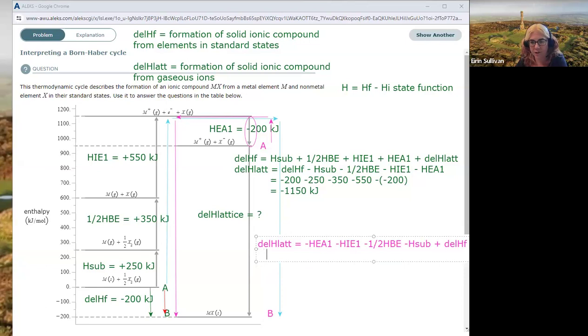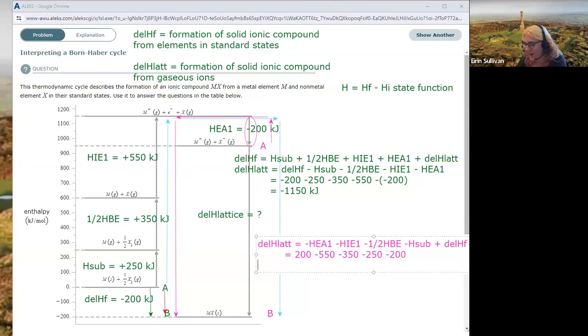So if I was going to substitute it in, minus means I change the sign of my electron affinity 1. So instead of minus 200 kilojoules, it's going to be plus 200 kilojoules. I'm changing the sign of my ionization 1. Instead of plus 550, it's going to be minus 550. Changing the sign of my bonding energy, so it's going to be minus 350. Changing the sign of my enthalpy of sublimation, so that's going to be minus 250. I'm not changing the sign of my delta H, but it was already minus 200.